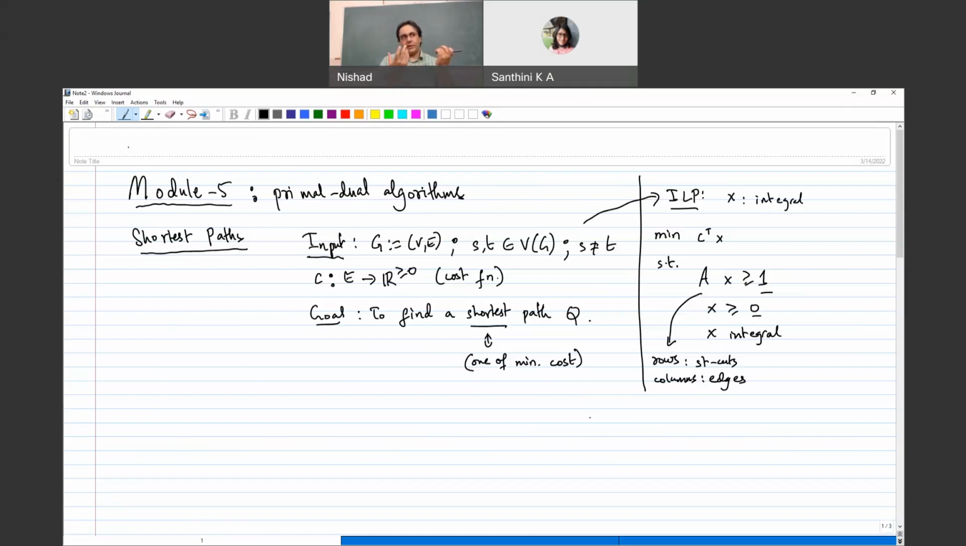The only exception is when you have an edge whose cost is 0. But in particular, if all edges have positive cost, then the optimal solutions will be 0, 1 solutions. There is no reason to choose an edge thrice, right? So that's just a technical point. So this is what we are referring to as the ILP for the shortest ST path problem. Let's call this P prime.